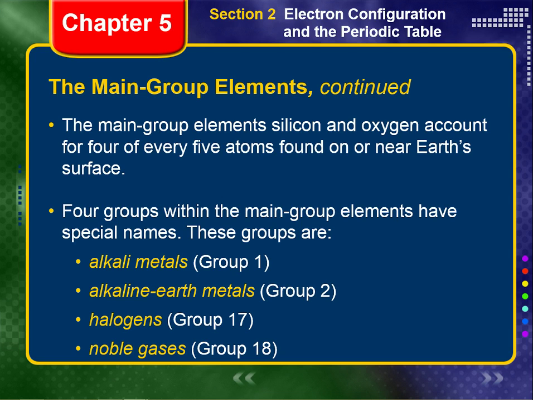4 groups within the main group elements have special names. And in fact, there are more names than this, but they're just not quite as well known, and you're not required to know them for this course. These groups are in group 1. They're called the alkali metals. There's group 2, the alkaline earth metals. There's group 17, known as the halogens, and then there's group 18, the noble gases.